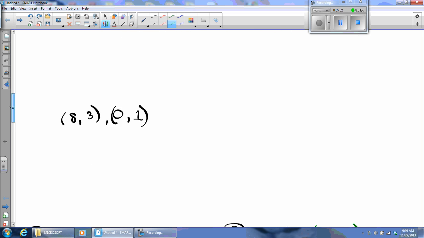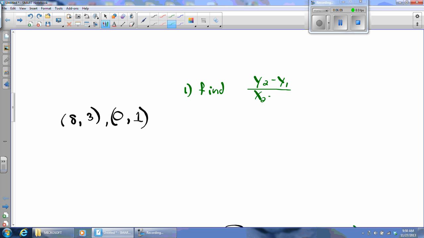Now, sometimes you'll be given 2 points. You won't be given a slope. If you're given 2 points, you need to find the slope. So the first thing we're going to do is find the slope. And remember, to find the slope, we subtract the y's, we subtract the x's. That will give us our slope.